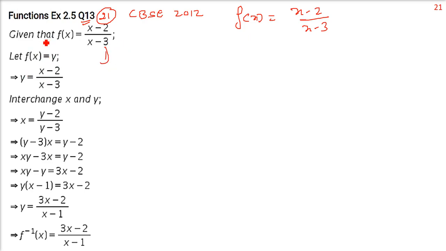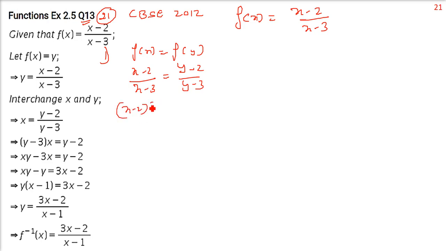So let us start with 1-1. f(x) equals f(y). We assume it to be true, and then we prove that x equals y. So (x minus 2) by (x minus 3) equals (y minus 2) by (y minus 3). Now let us multiply cross and see what we get. (x minus 2) into (y minus 3) equals (x minus 3) into (y minus 2). We'll properly multiply everything, then try to cancel, and probably we are going to get x equals y.